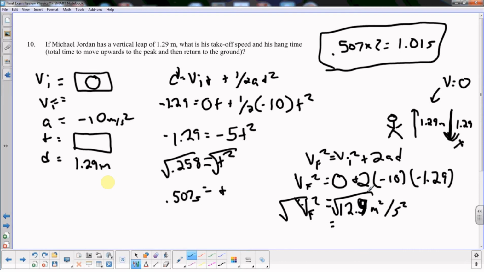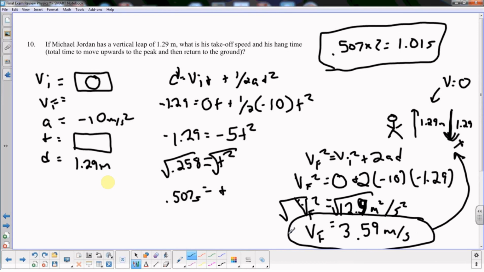That you need to calculate it for. 3.5 VF is going to be 3.59 meters per second. So that's how hard he hits the ground when he lands, which is also how hard he jumps up when he jumps. So what's his takeoff speed? 3.59 meters per second. What's his hang time? 1.01 seconds.